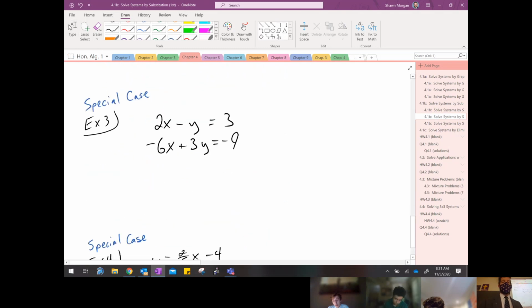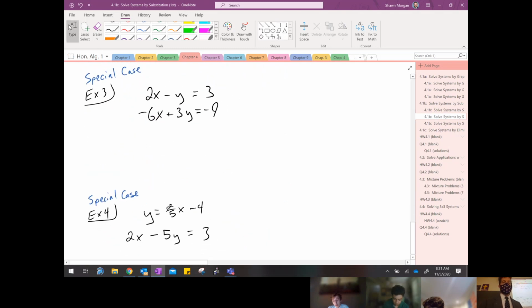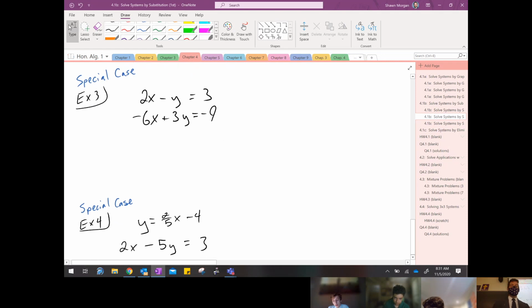All right. Now, earlier, we had one of those special cases where the lines were parallel. What's the other special case? If they coincide, if they're the same line. Now, look, I've noted for you that both of these examples are quote, special cases. Can you figure out which one's which?